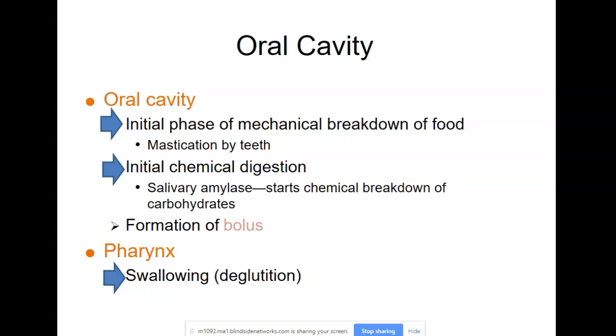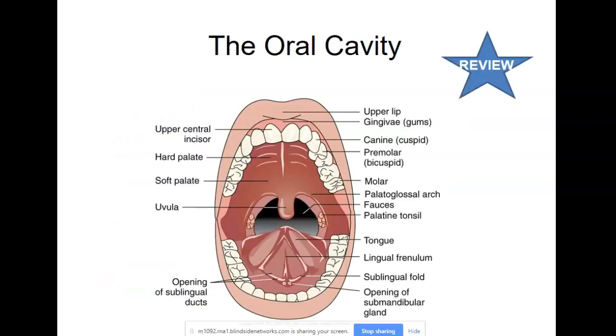Your oropharynx is basically the region of your throat directly behind, or posterior to, your tongue. And this is where the swallowing, or deglutition, reflex is initiated. Once you propel the bolus of food past your soft palate, you begin this swallowing reflex that becomes autonomic.